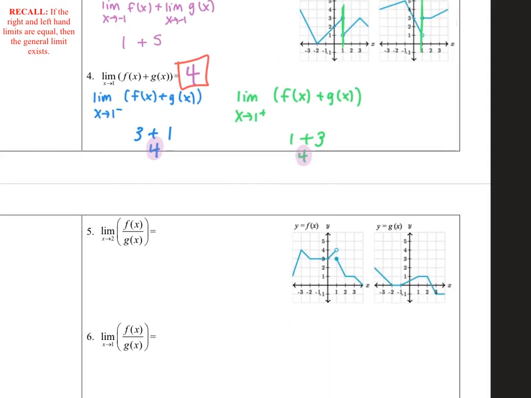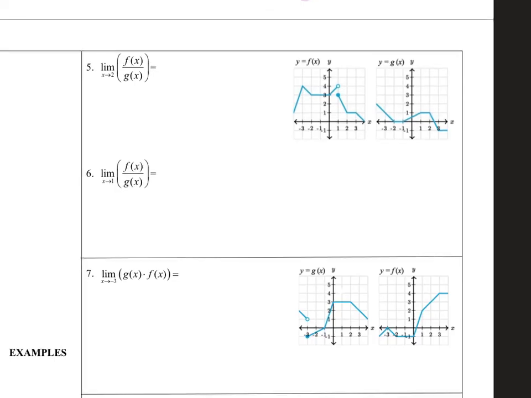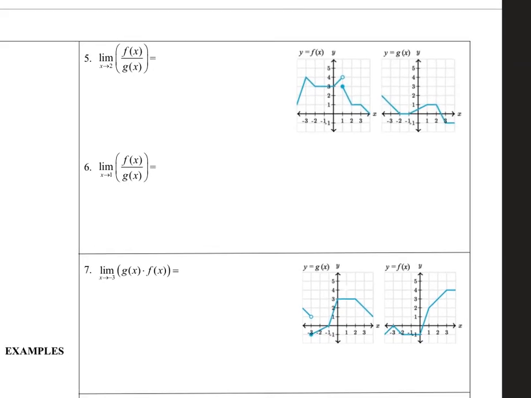Questions 5 and 6 are a practice of that quotient rule. So on question number 5, I'm asked to find the limit as x approaches 2 of f divided by g. So I'm going to apply the quotient rule first. So I find the limit of the numerator and the limit of the denominator, and I can see in my graph that as x approaches 2, whether I'm on the graph of f or whether I'm on the graph of g, both of those limits exist, so I'm in business with this one.